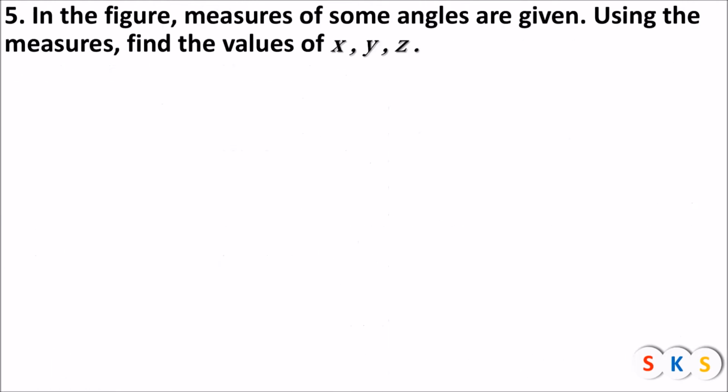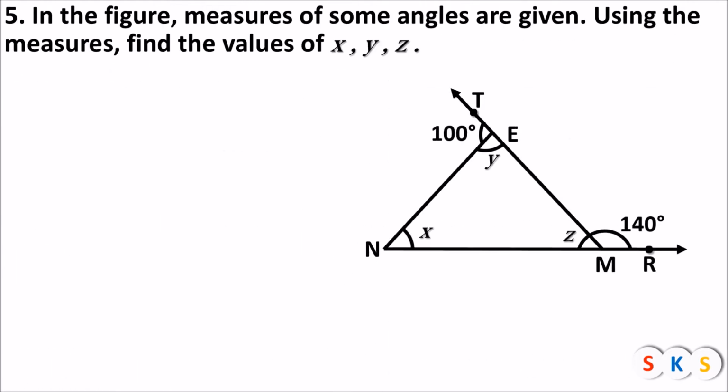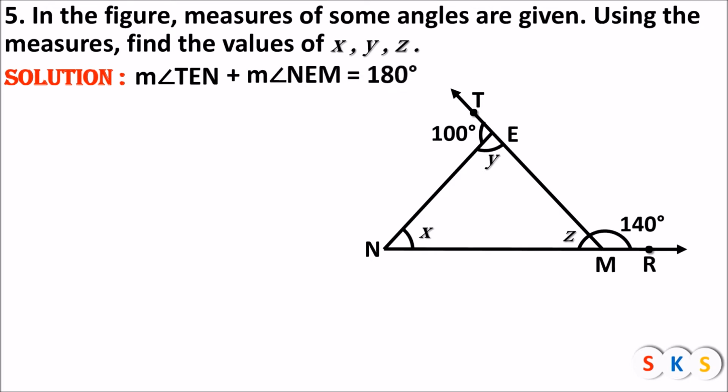Now here we have the next question. In the figure, measure of some angles are given. Using the measures, find the values of x, y and z. Let's see the solution of this question. Measure angle TEN plus measure angle NEM equals to 180 degree because they form linear pair.